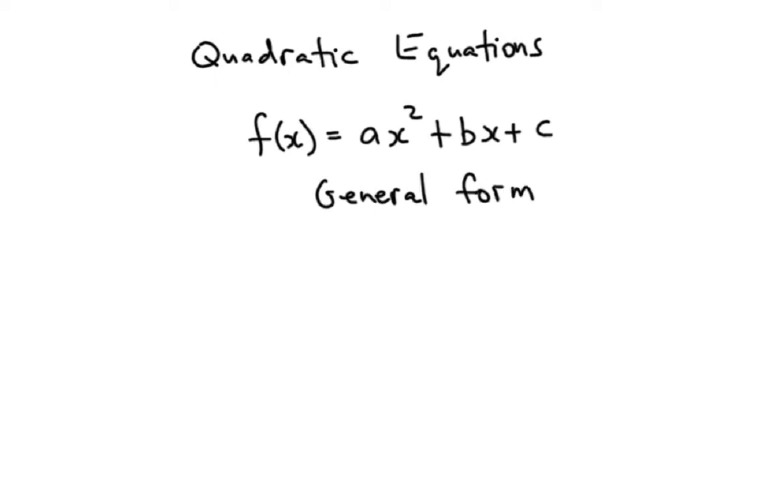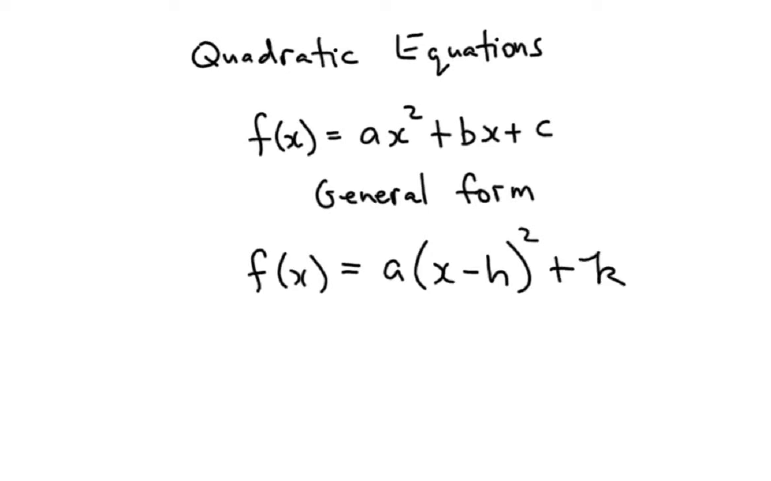So what we're going to do is look at, well, what if we rework this equation and rewrite it in a form that looks like this: some number times (x minus a number) all squared, plus another number, which we'll call k. Now this is standard form. Standard form is a lot more useful when it comes to graphing.